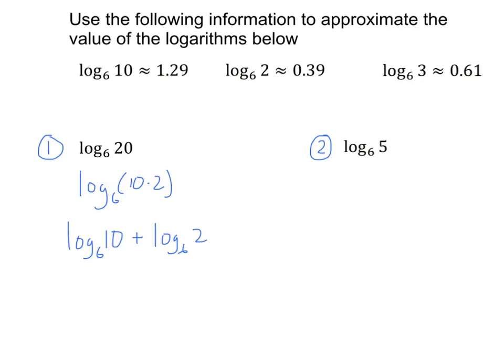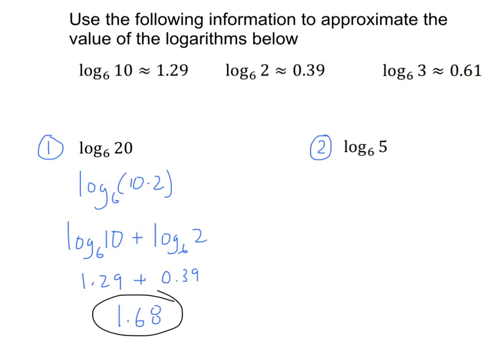So I can break that up into two logs that are being added. Now I know that log base 6 of 10 is approximately equal to 1.29, so I can replace this with 1.29. And log base 6 of 2 is approximately equal to 0.39, so I can replace that with 0.39. So log base 6 of 20 is approximately equal to 1.29 plus 0.39. You might have to do the adding off to the side, but if you add those together, you get 1.68.